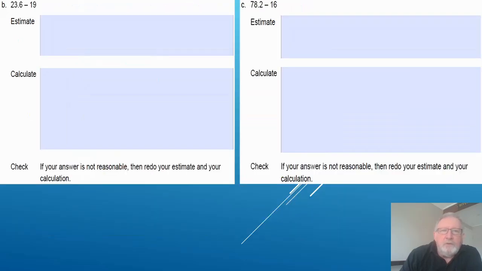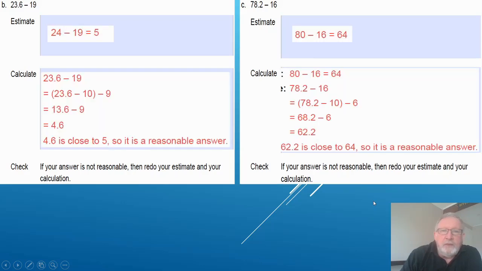All right, 2 more for you to do. So pause the video now as you work through these examples. Do it now. And we're back. How'd you go? 23 and 6 tenths take 19. Let's see what your estimation would look like. And then 78 and 2 tenths take 16. There we go. Check through your work, see how you went. Don't forget, again, pause if you need to.